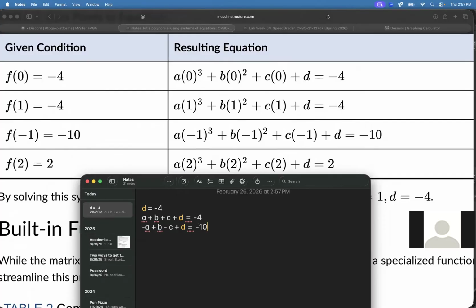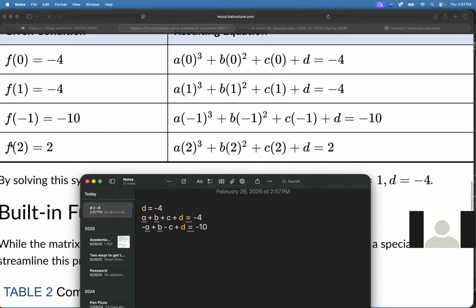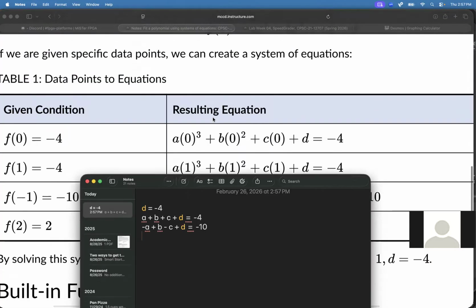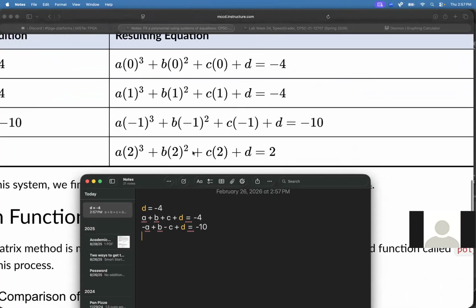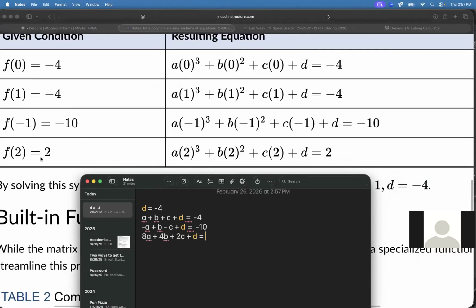Then your last equation, f of 2 equals 2. So you plug a 2 in for all the x's, and you get what we have here. But you have to multiply it out. So 2 cubed is 8. 8 times a is 8a. Then you have b times 2 squared. 2 squared is 4, so that's plus 4b. Then you have c times 2, that's 2c. Then you have d by itself, so that's plus d. And that all equals, according to this, 2.